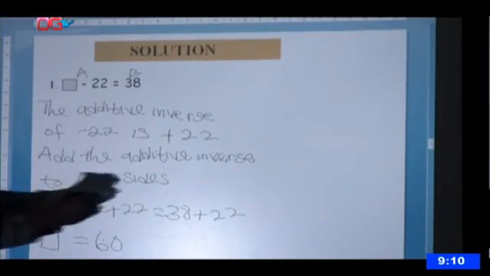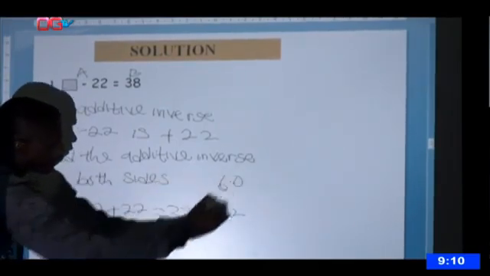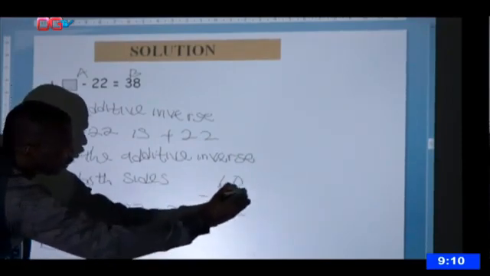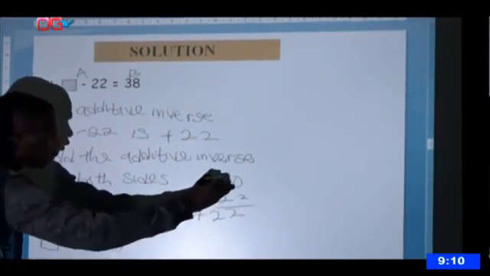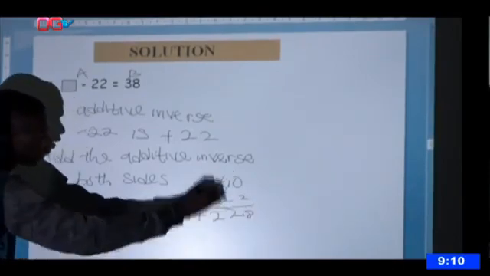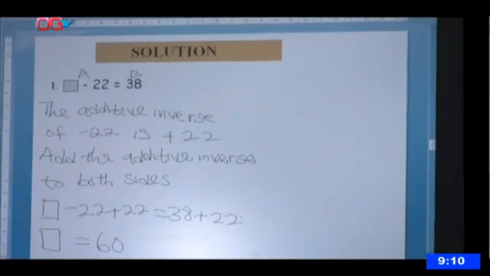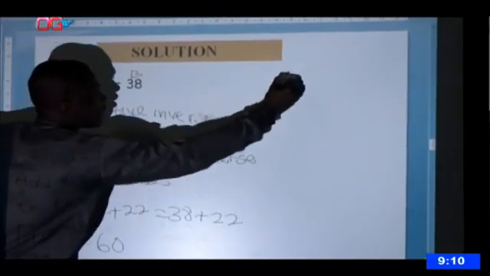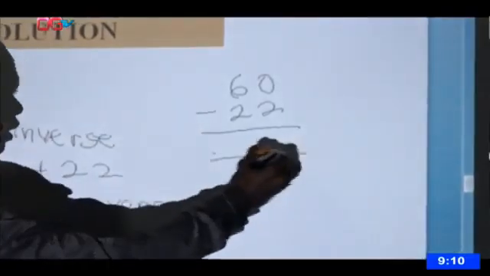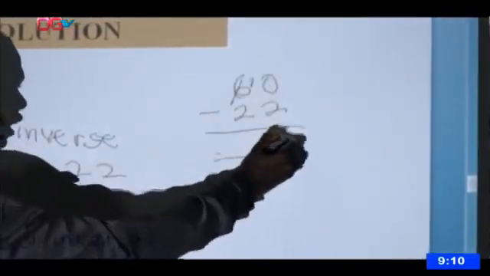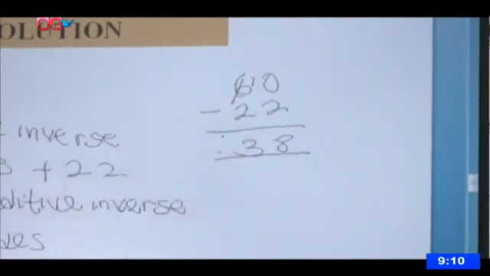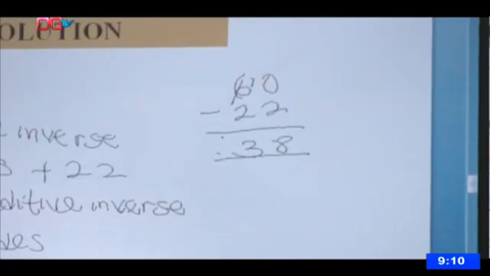Let's find out. 60 minus 22. Okay, borrow one here. 8. And this will give us 38. Now let's check. 60 minus 22. Is it going to give us 38? Okay, borrow one here. 8. 3. You can see, correct. So it means this box equals 60.